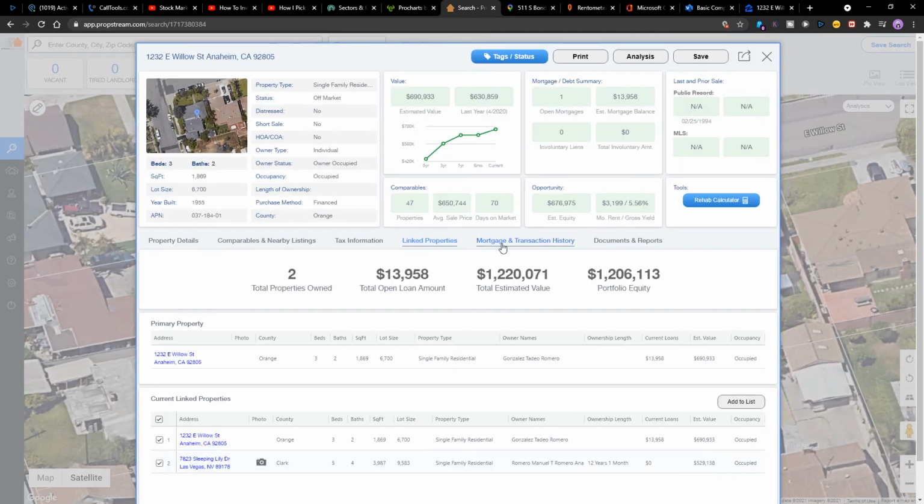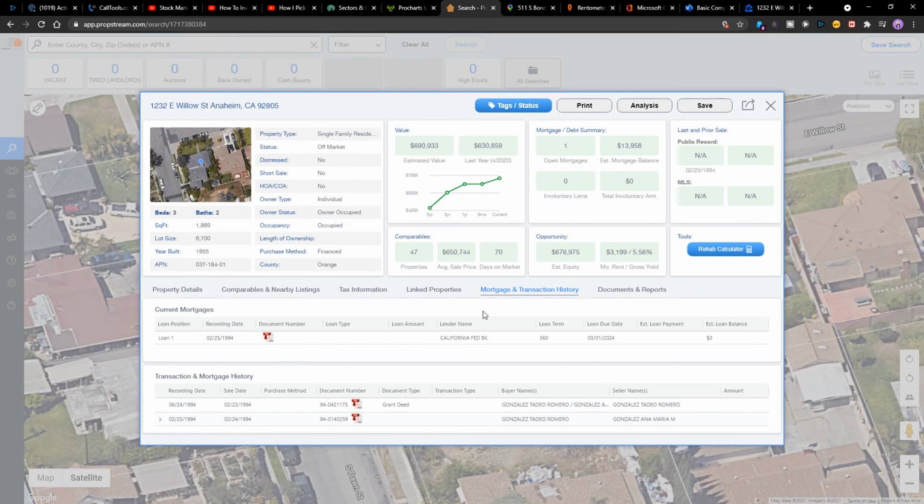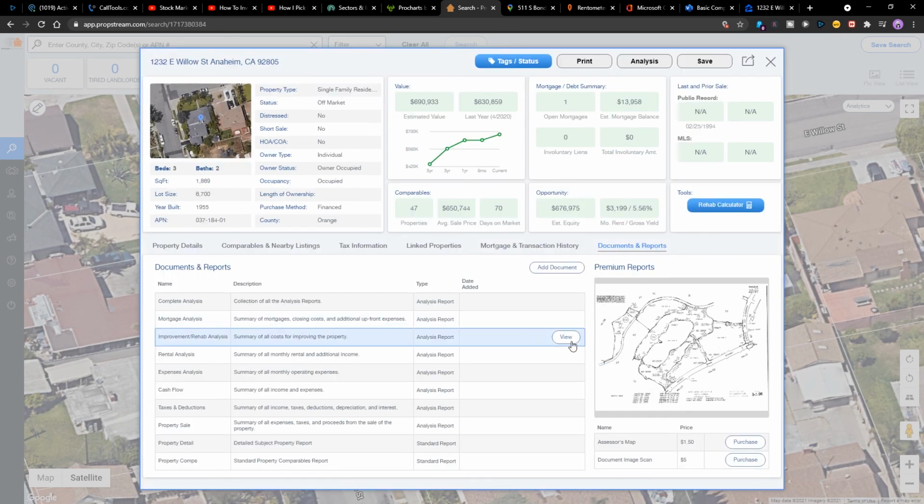And then you would want to take a look at mortgage and transaction history. Take a look at this a lot. When's the loan due date? Normally it's like a 30-year loan. The loan balance, when it was started, who it was with, who the buyer is, and so on. You can also take a look at these reports. You have to buy some of these if you want to. Again, that's really up to you. Typically, that's how I would take an estimate of the property.